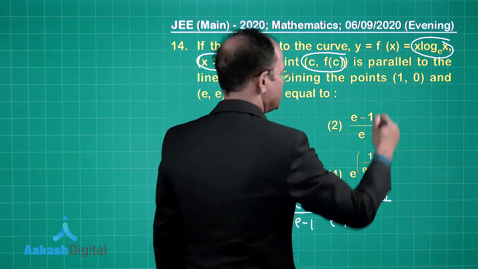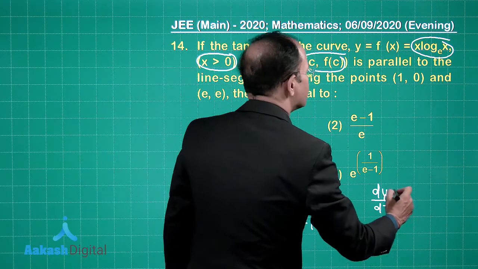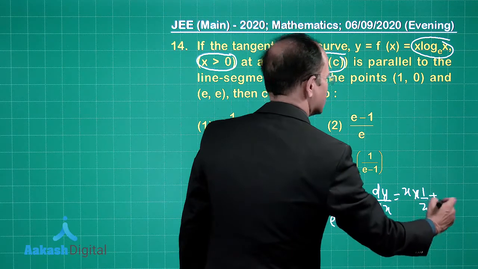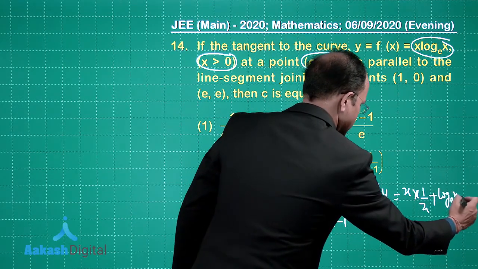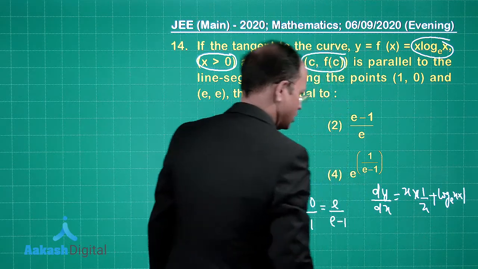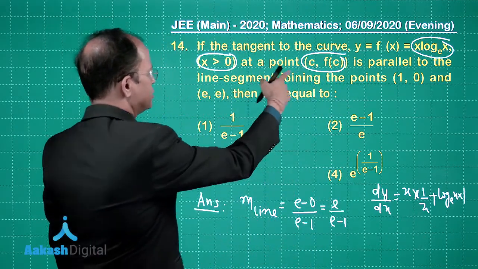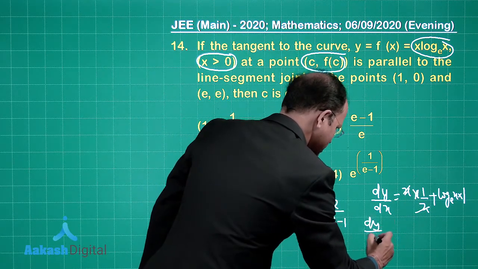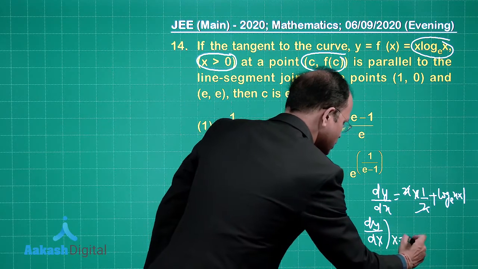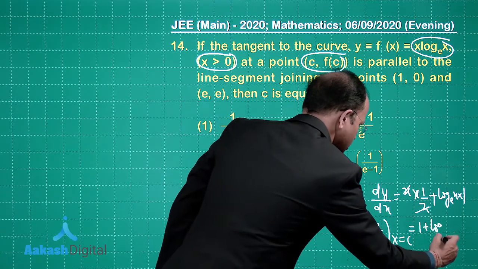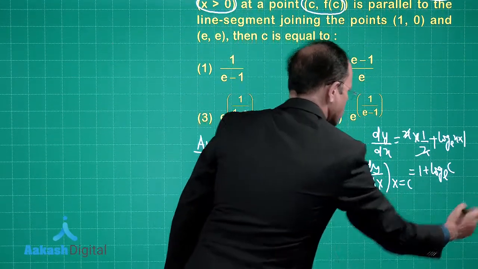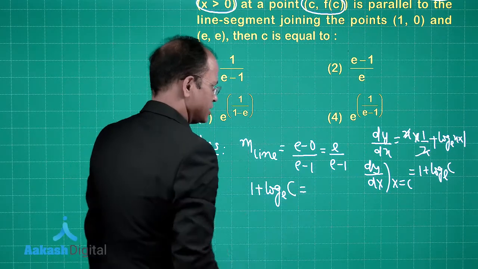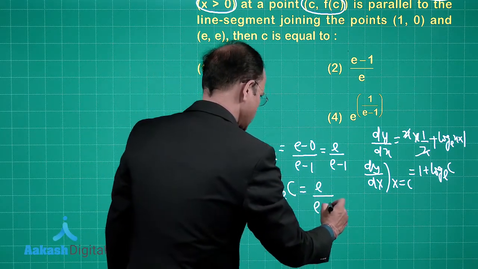of the tangent, that is dy by dx, which is nothing but x times 1 by x plus log_e x times 1. So this is what we have at (c, f(c)), that means at x equal to c. So dy by dx at x equal to c is 1 plus log_e c, right? So we have 1 plus log_e c is equal to e upon (e minus 1).